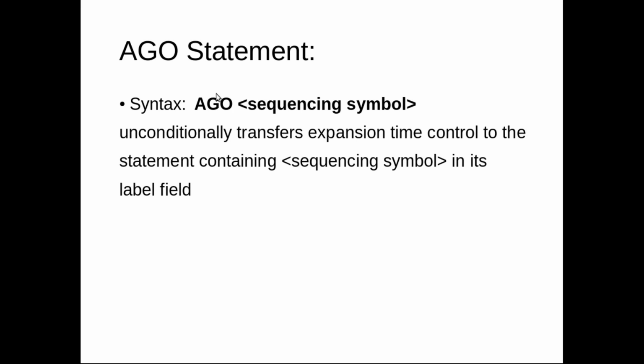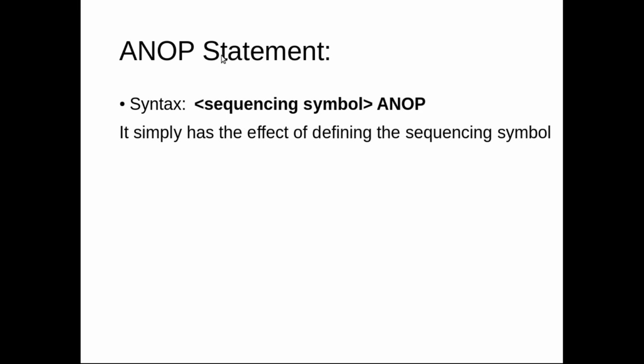AGO statement, the syntax is AGO followed by a sequencing symbol. Here we don't have the relational expression, we only have the sequencing symbol, and it unconditionally transfers expansion time control to the statement containing the sequencing symbol in its label field. Then we have the ANOP statement. The syntax is a sequencing symbol followed by ANOP, and it simply has the effect of defining the sequencing symbol.